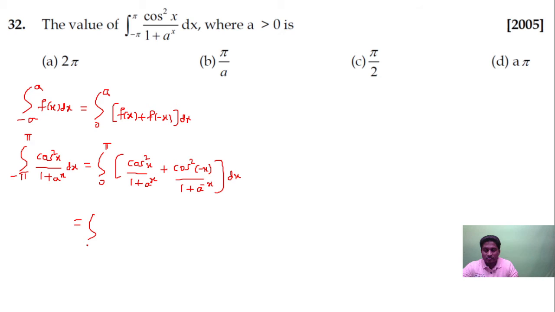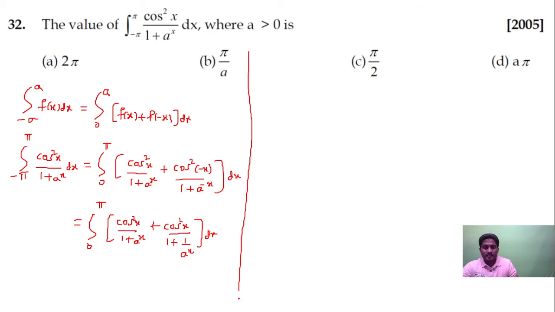So integration 0 to pi will be equal to cos square x upon 1 plus a power x, plus cos square x upon 1 plus 1 by a power x. Now this is equal to integral 0 to pi, I can take cos square x common. Left out is 1 by 1 plus a power x plus 1 by 1 plus 1 by a power x, and then dx. Then cross multiply and shift to numerator.